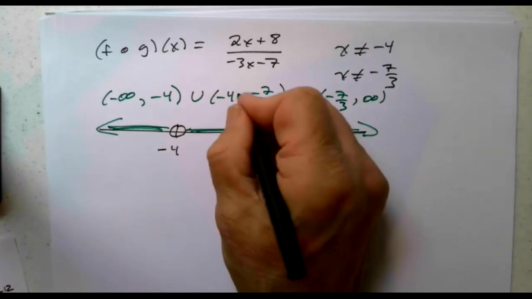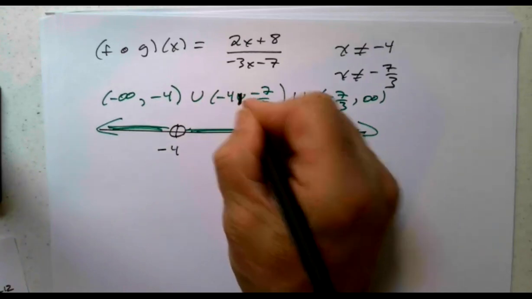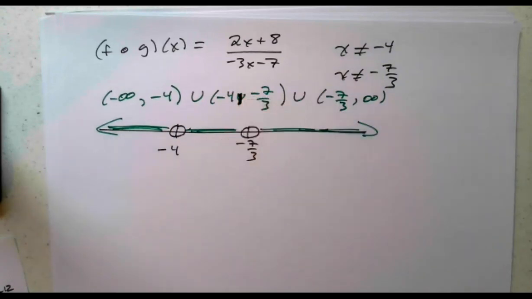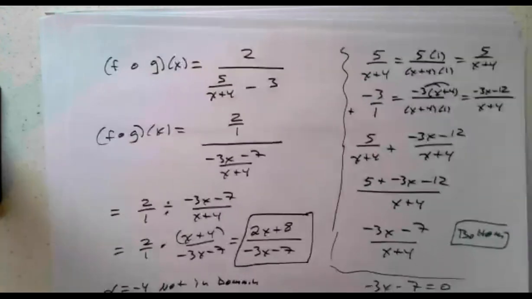So negative 4 comma, negative 7/3. Sorry about that. I got a little carried away. That is your domain. Now, I'd very much like to check that. So let's go back to our original page here.